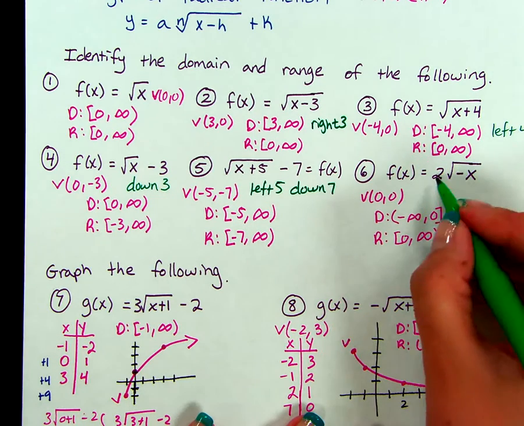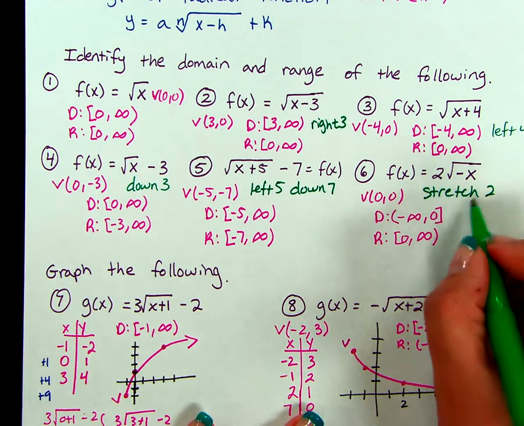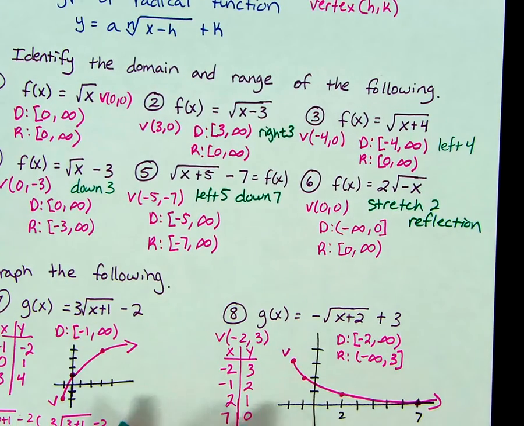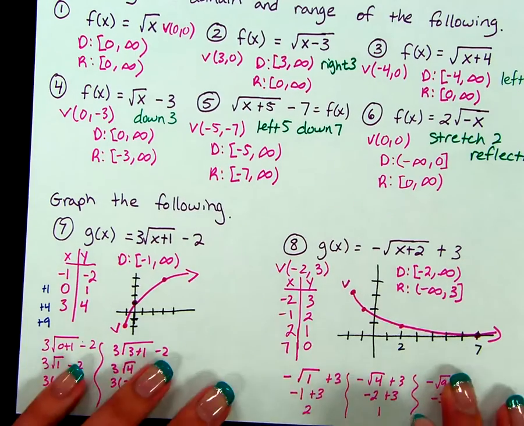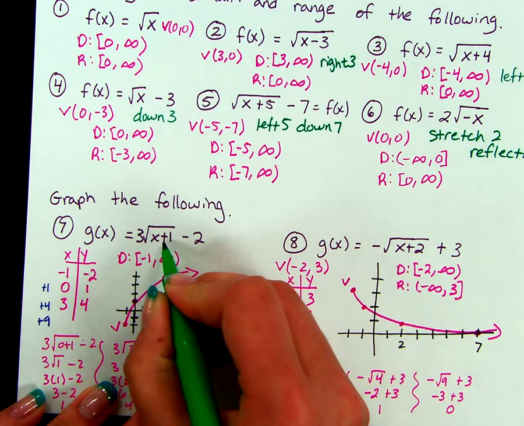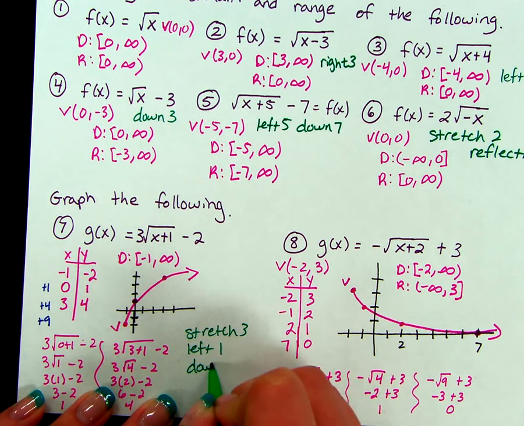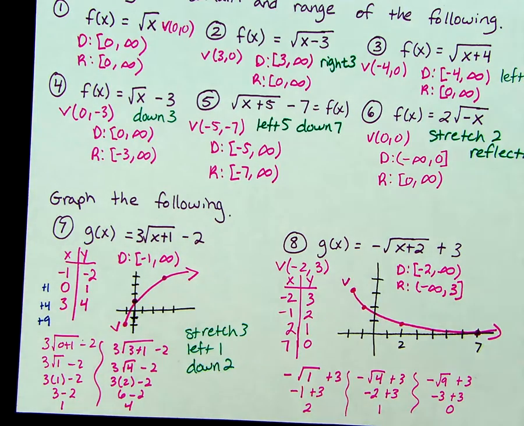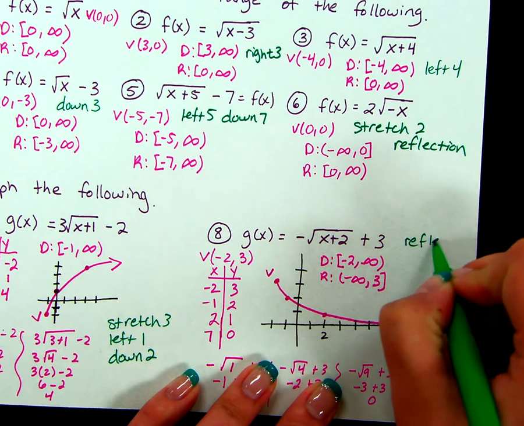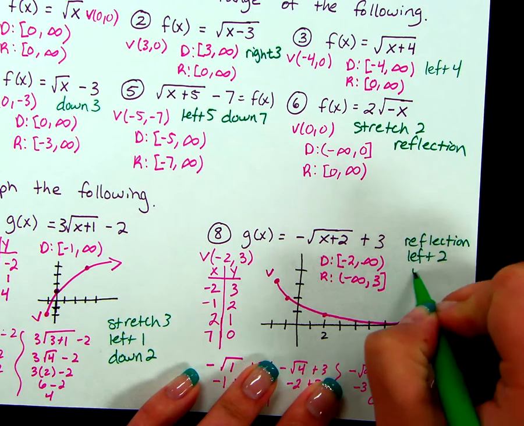And on 6, we have a stretch of 2. And again, we have that negative on the inside, so this is a reflection. And for the last 2 problems on this page, so again, here we would have had a stretch of 3. We went left 1 and then down 2. And our last problem, so again, we have a negative on the outside, so that's a reflection. And then we went left 2 and up 3.